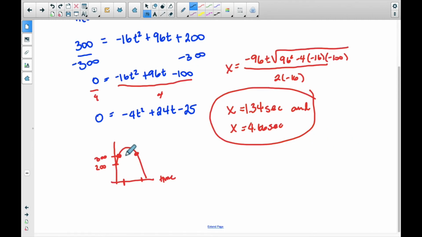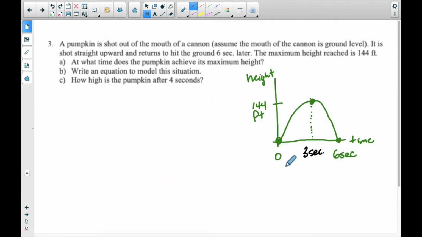Okay, on this graph, here's my vertex. It's not halfway, because the reason it's not halfway is because it started all the way up here at 200. So that's what I'm talking about. If it starts at the origin, like this one starts at the origin, it's exactly halfway at the vertex. Okay, so the answer to the first question is 3 seconds. That's when it reaches its maximum height.